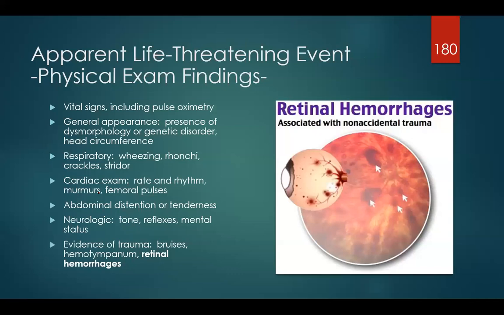Apparent life-threatening events, we need to do a good funduscopic exam. If we see retinal hemorrhages, this is associated with non-accidental trauma, meaning somebody beat this kid up, right? Vital signs, we want to document all of this. We want to document their general appearance. We want to do a good respiratory exam, cardiac exam, and abdominal exam. Neurologically, we want to state their tone, reflexes, and their mental status.